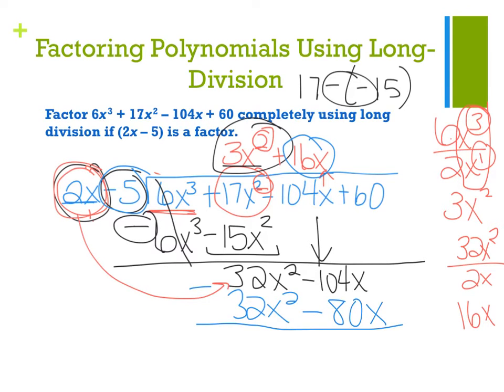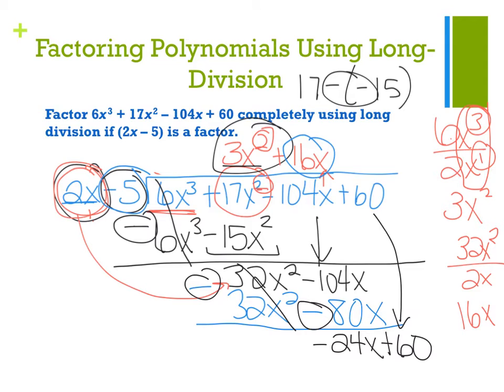I subtract my columns. Again, 32x squared minus 32x squared is 0. And if I subtract negative 104x minus a negative 80x, that is going to be the same as negative 104 plus 80. Again, we have a double negative here. And that would give me negative 24x. And I'm going to carry down the 60.